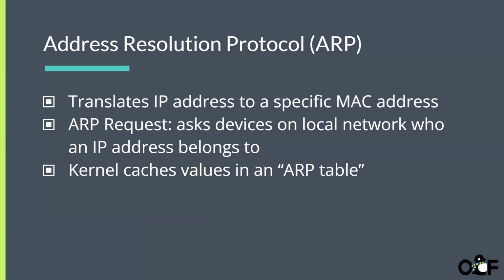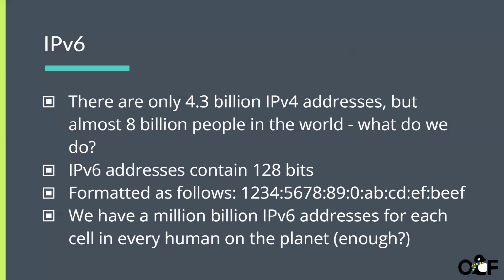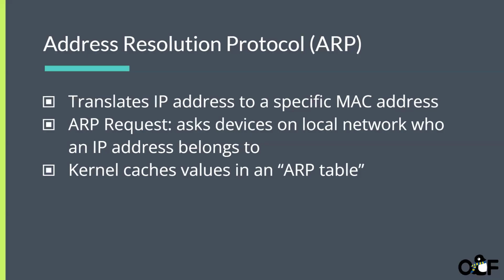Okay, so now I told you about these two addressing schemes, but they're sort of separate addresses. They're not related to each other in any way. So as a result of that, we want to be able to relate them, and that is done with an ARP table, an address resolution protocol. It's an ARP table, and it translates IP addresses to MAC addresses.